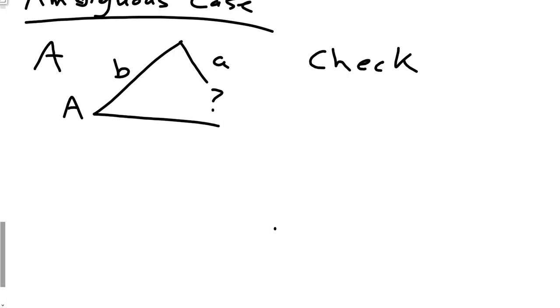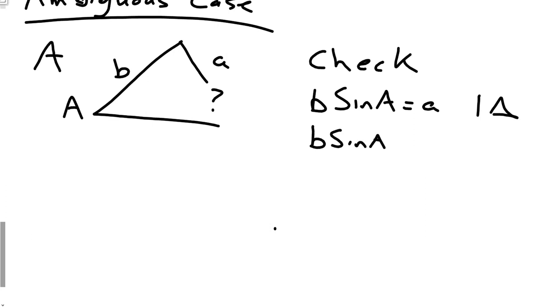B sine A. So you'll plug that in. Now, if B sine A is equal to A, you're going to have one triangle. If B sine A is greater than A, so A is too small, zero triangle. Right.